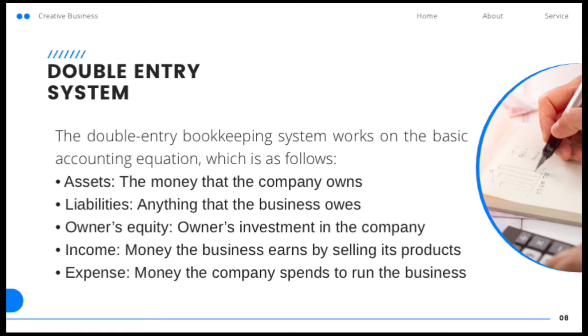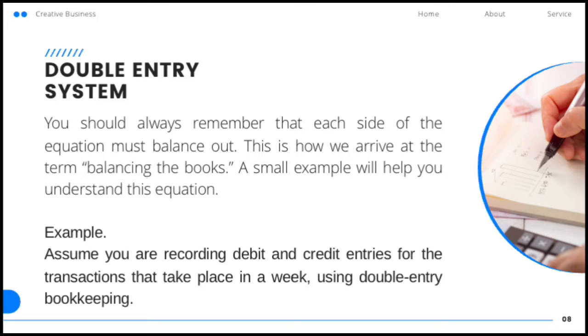Income is the money that the business earns by selling its products. Expense is the money that the company spends to run the business. You should always remember that each side of the equation must be balanced out. This is how we arrive at the term balancing the books. A small example will help you understand this equation.